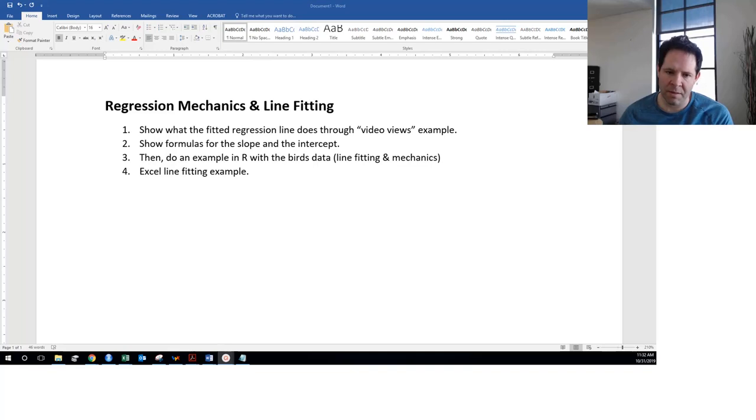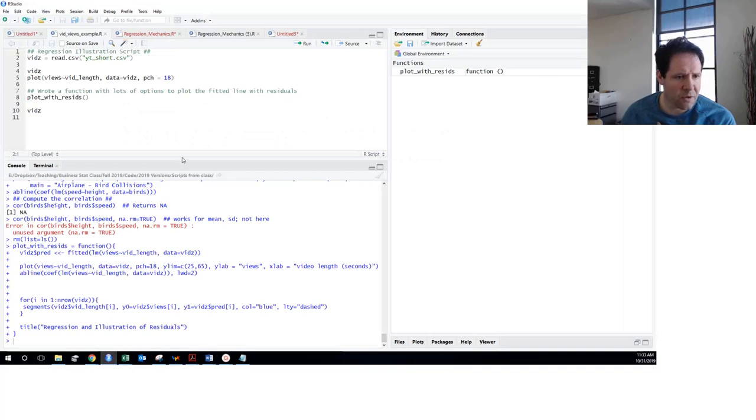We're going to start with a very simple example from my YouTube channel, and then we'll use that to launch into a more general discussion of what line fitting is all about. Then we'll do a more organic example with some birds data that you worked with perhaps on the last homework if you're in my MS class. And then I'm going to show an illustration in Excel which highlights this from a different perspective. So think about this as three different perspectives on the same thing. Our goal is to understand the mechanics of regression. So let's begin with the first example.